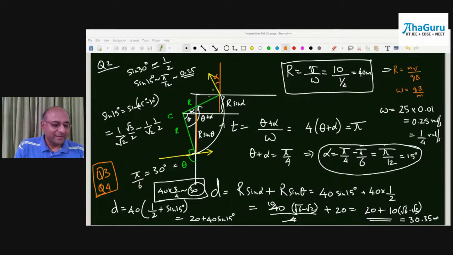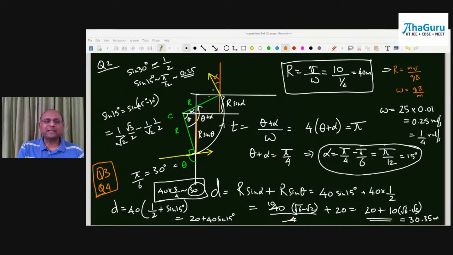Vedram has asked whether there's an easier way to do this question. I'm not sure there is. Basically, it's not very difficult. It is r sine theta plus r sine alpha. The only problem is finding alpha, because theta you already knew. R was easy to find. So that means you need to find alpha, which is what I've done here. Because time is given, theta plus alpha by omega.